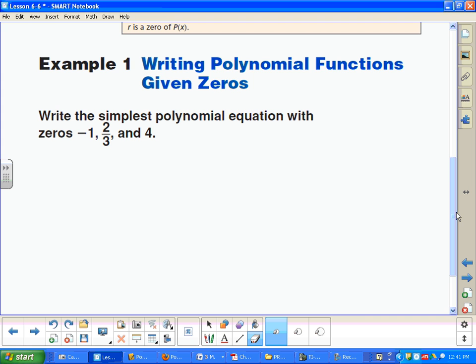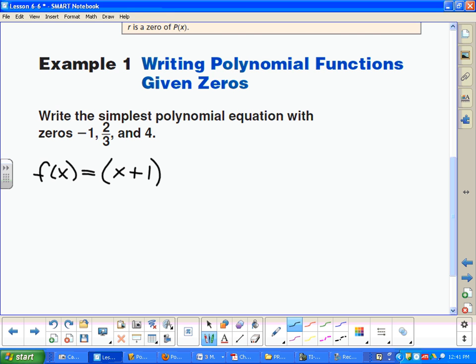So if I have a 0 at negative 1, how do I write that as a factor? As x plus 1. Okay? Whenever we take zeros and write them as factors, it's either x plus something or x minus something. And whatever that is always going to be the opposite of what the 0 is. Okay, let's take 4 now instead. We'll wait for the 2/3. What about 4? What would that be as a factor? Okay, x minus 4.